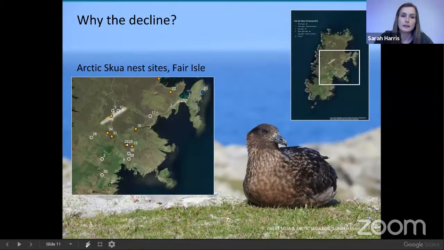And the other thing that we've been looking at is the distribution of great skuas on Fair Isle. So it might be that they're pushing the Arctic skuas to less favourable nesting sites, just kind of bullying them out of the places they really want to be nesting. And also from this map, you can see that a lot of the Arctic skua nests are around the airstrip and along the paths. And that could mean that the birds are getting pushed to the edges and then also possibly being disturbed by people going about their daily business on the island. So there could be a knock-on effect there as well.